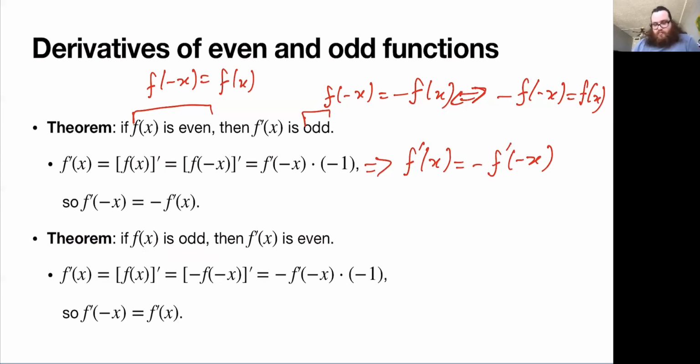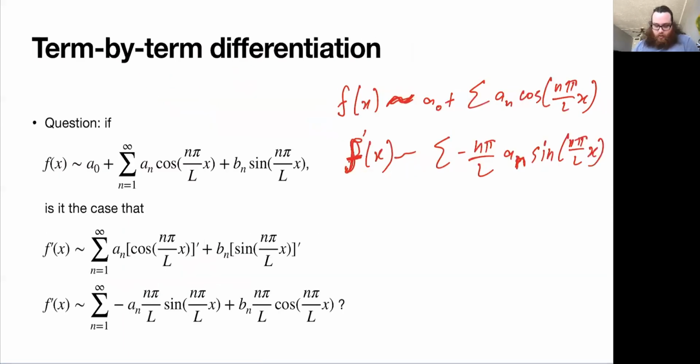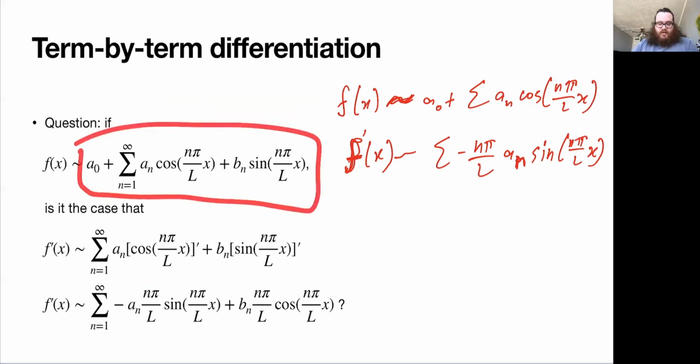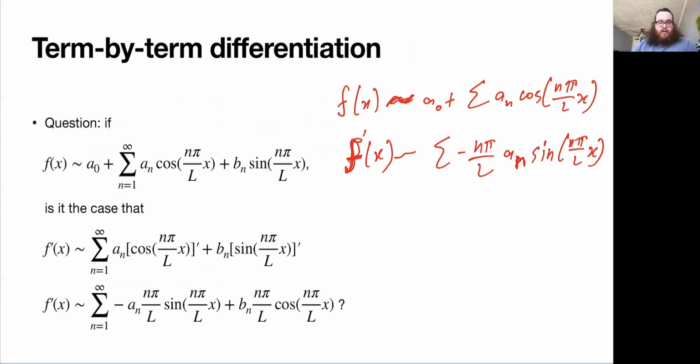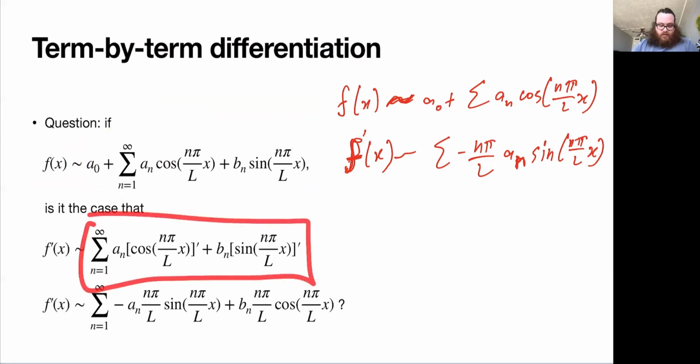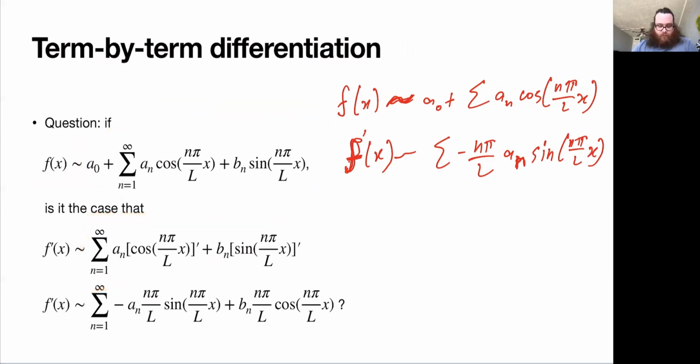So these are just nice little general facts about even and odd functions. Okay, so going back here, the main question for all of this is: when is it the case that if we take the derivative of the function and we differentiate the series term by term, the resulting series is the Fourier series of the derivative?